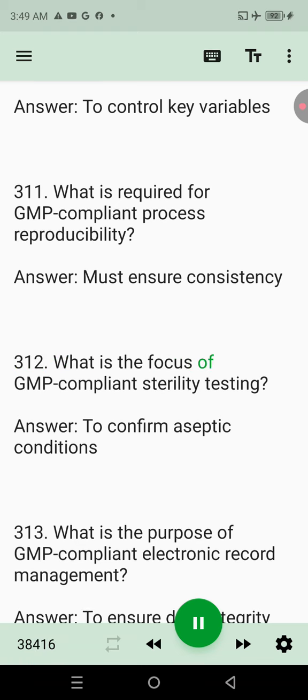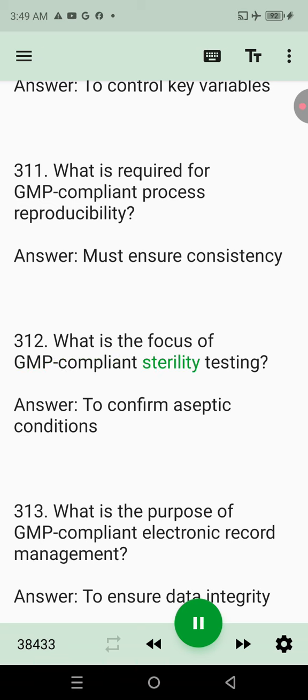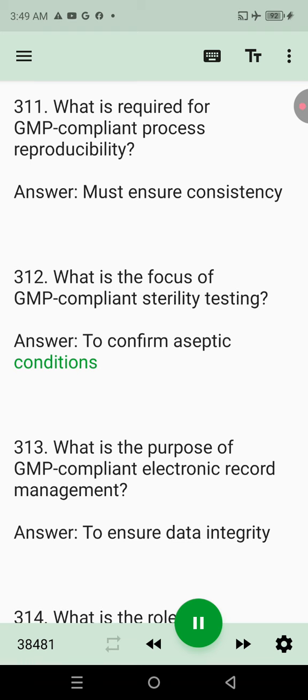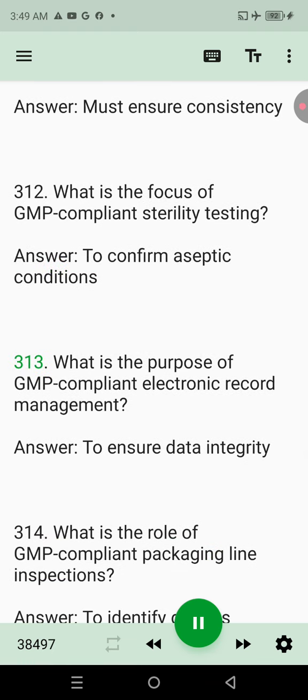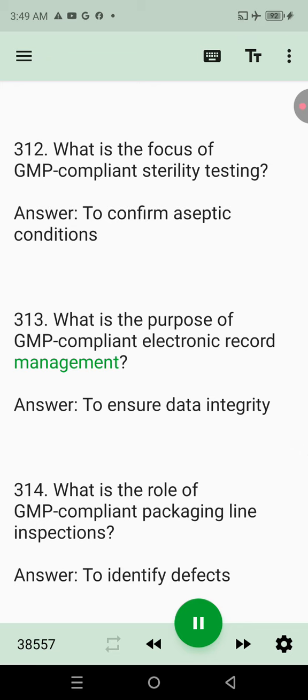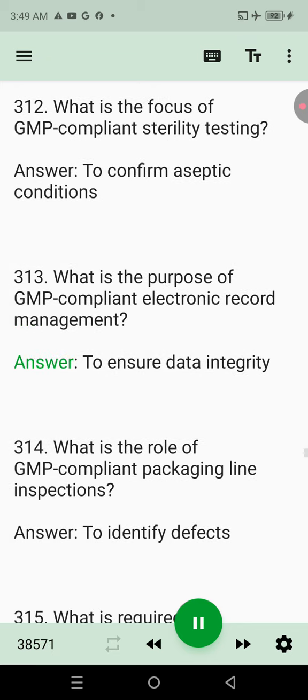312. What is the focus of GMP-compliant sterility testing? Answer: to confirm aseptic conditions. 313. What is the purpose of GMP-compliant electronic record management? Answer: to ensure data integrity.